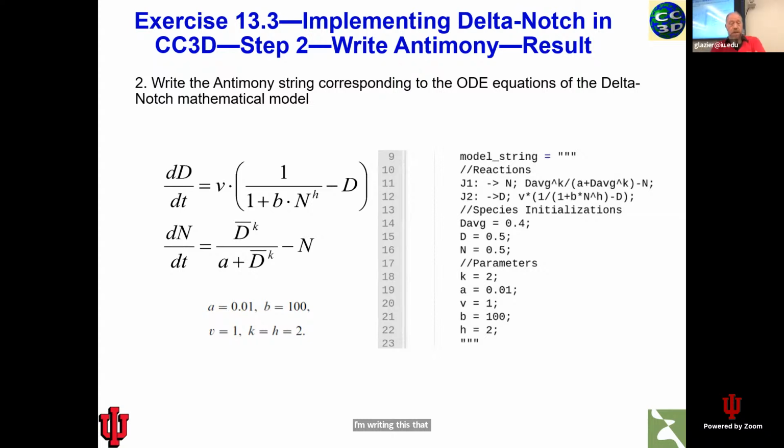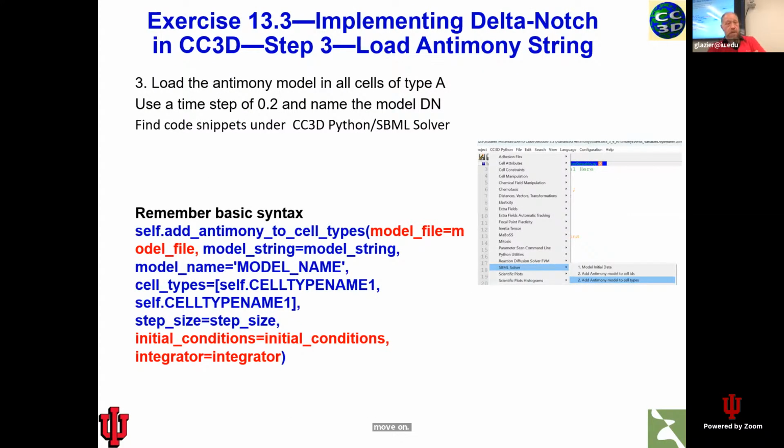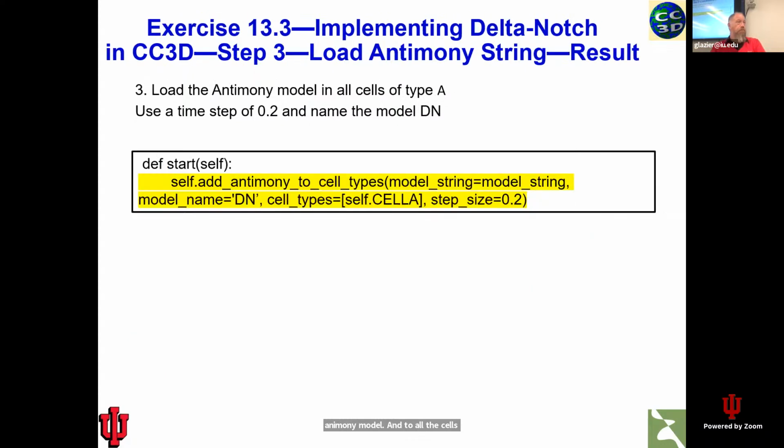I said to put it on a square lattice with one cell type. You could use the simulation with blob initializer. It'll work just fine to do that. In fact, one of the later exercises is to try different spatial configurations of cells and see how they behave. So the next thing we have to do is load the Antimony model into all the cells. And we'll do that in the start function.